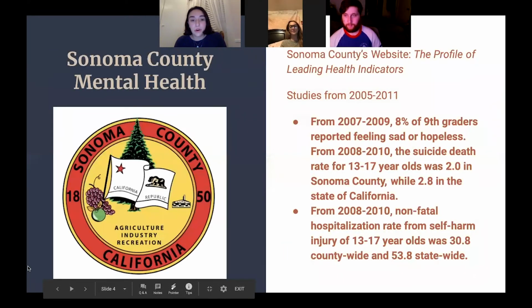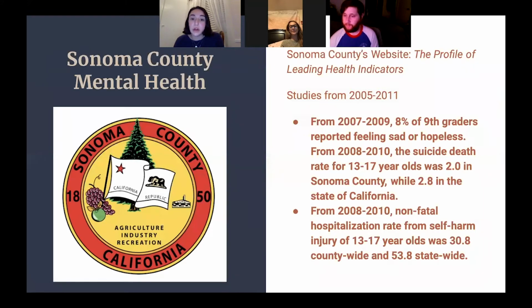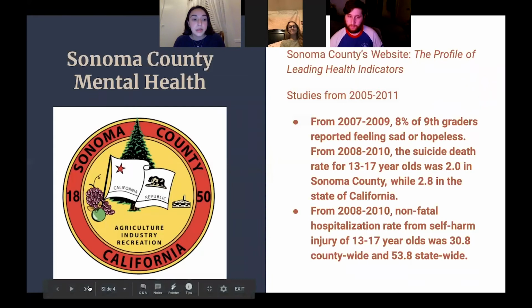The next part of our research paper was the research and analysis. We pulled a lot of the research that we found from Sonoma County's website, specifically in the profile of leading health indicators, where we were able to get a better look at what mental health looks like in Sonoma County. However, we quickly noticed that the studies were done from the years of 2005 to 2011. So the statistics that we were able to find, while still meaningful, were a little harder to analyze.